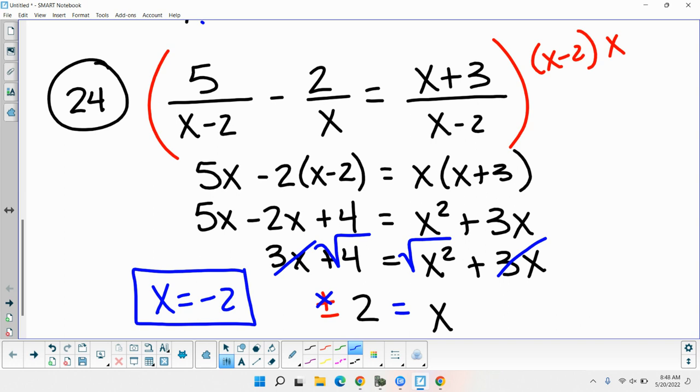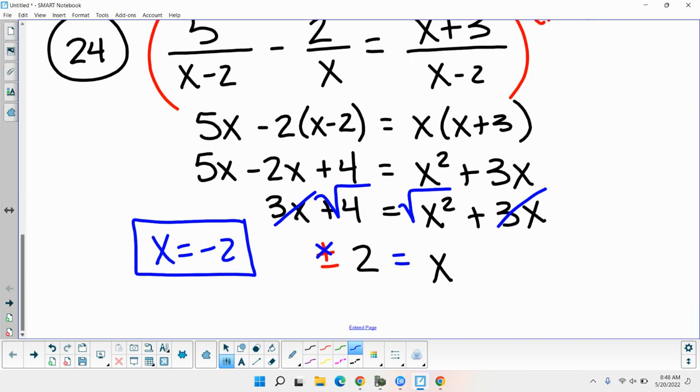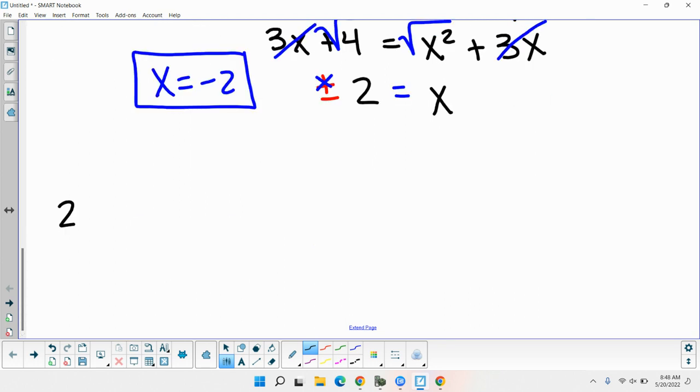So, common denominators to add or subtract are rational equations, are fractions. Questions?